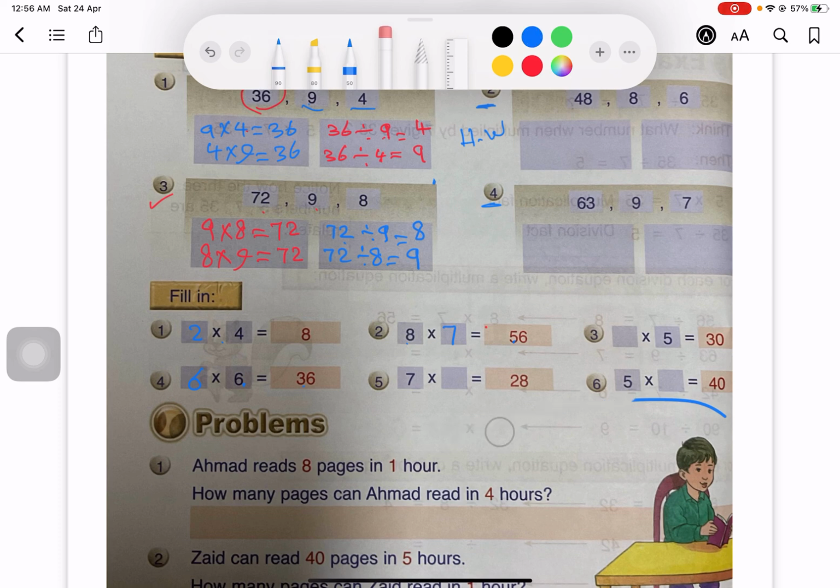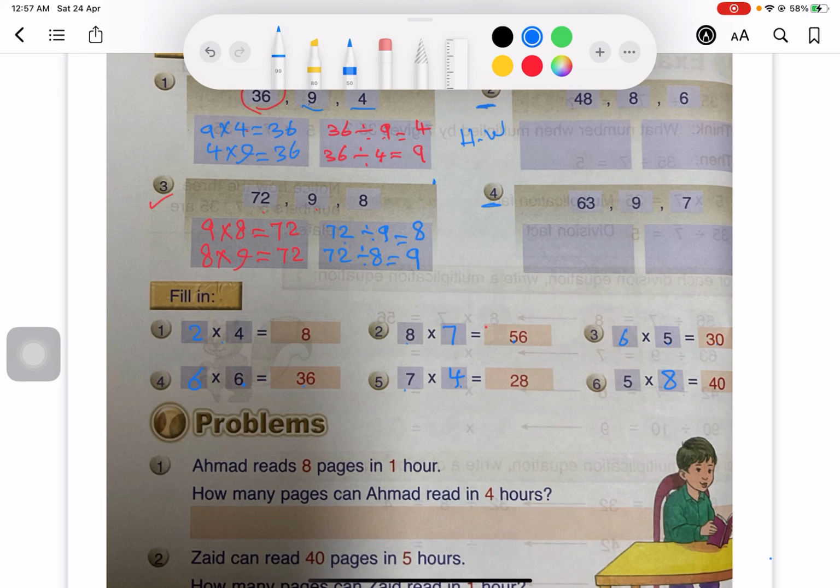Okay, what number, when you multiply by 7, you get 28? Go back to table 7 and remember. Yes, it is 4. So 7 times 4, the answer is 28. What number, when you multiply by 5, you get 30? Yes, it is 6. 5 multiplied by what get 40? It is 8. So with that, we finished the second part of page 30.